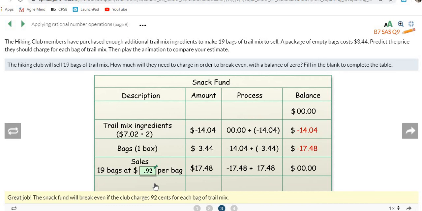But if I'm like most people that sell stuff, standing in front of like Market Basket or Walmart, they're going to come up to me and say, how much is this? Am I going to say it's 92 cents? No. What should I probably charge for this? $1.